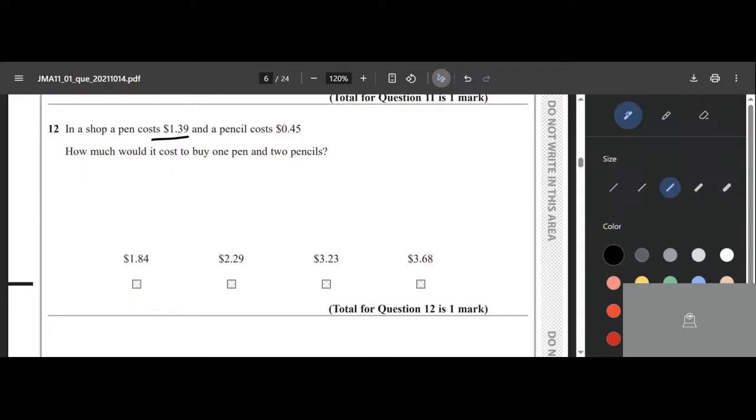How much would it cost to buy 1 pen and 2 pencils? So if I want to buy a pen, I will say, I have a pen. Let me use the easiest way possible. This is my pen. But I have to buy 2 pencils. So this is my first pencil and this is my second pencil. So how much in total will it cost?